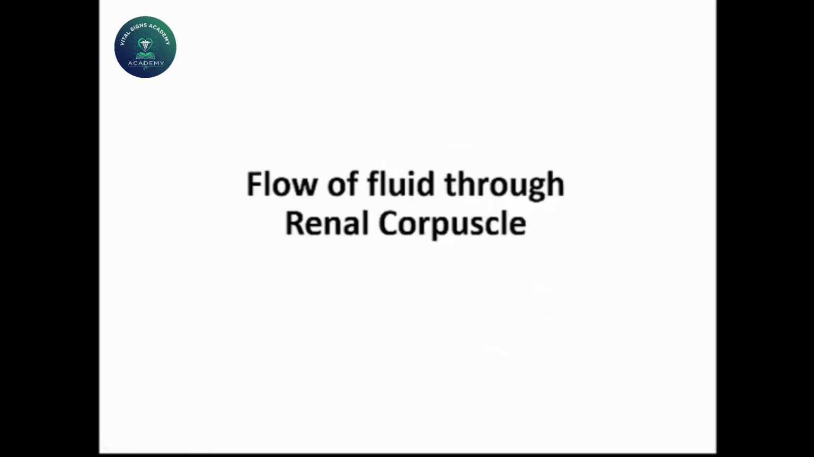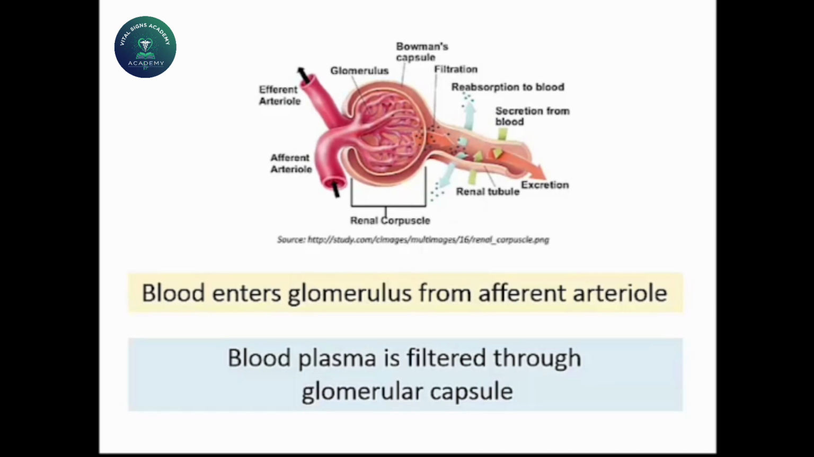Let us now discuss the flow of fluid through the renal corpuscle. Blood enters each glomerulus from an afferent arteriole, which is a small artery. This is known as the afferent arteriole. Blood plasma is then filtered through the glomerular capsule. As you see here, the blood enters through the afferent arteriole into the glomerulus and then it is filtered through the Bowman's capsule and moved towards the renal tubule.